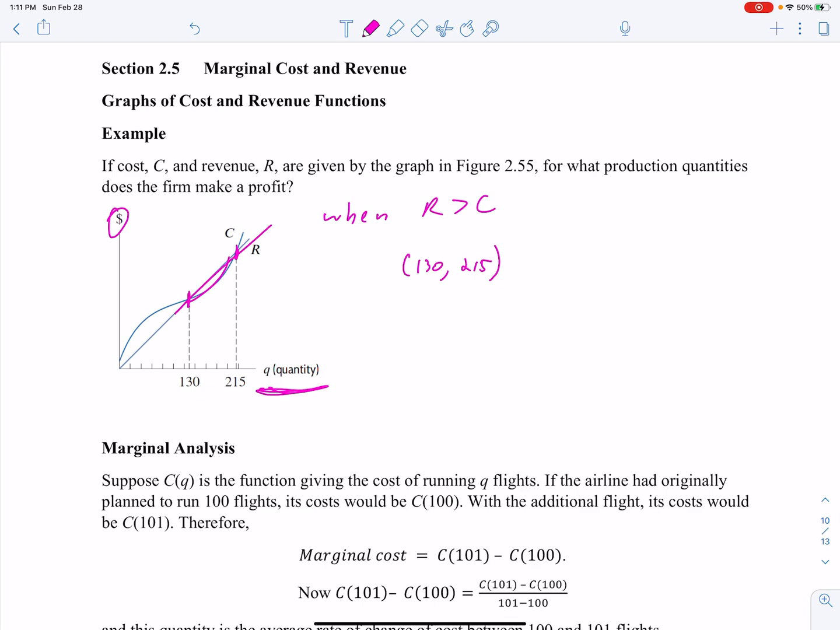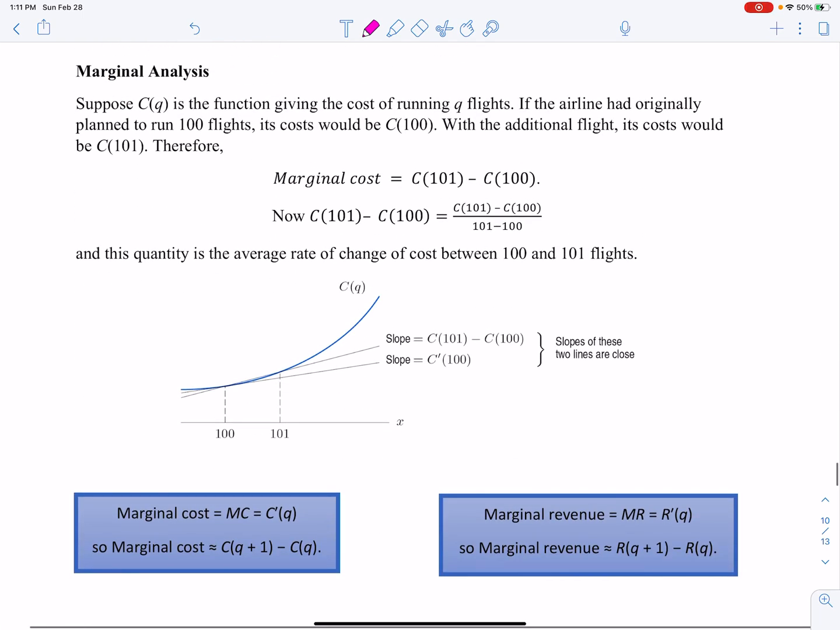All right, so marginal analysis. Suppose C of Q is the cost function of running Q flights for an airline. If the airline had originally planned to run 100 flights, its cost would be C of 100. With the additional flight, the cost would be C of 101. In other words, one more flight, what would it cost?